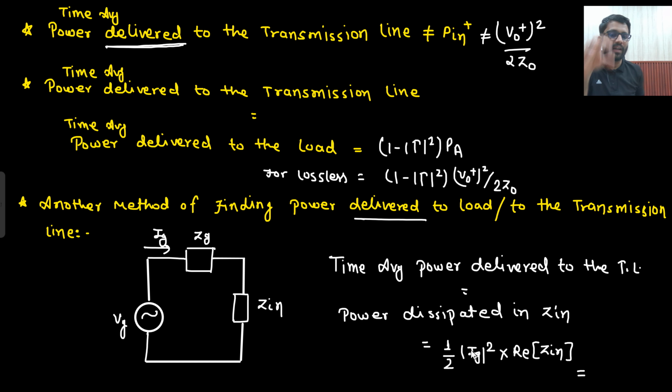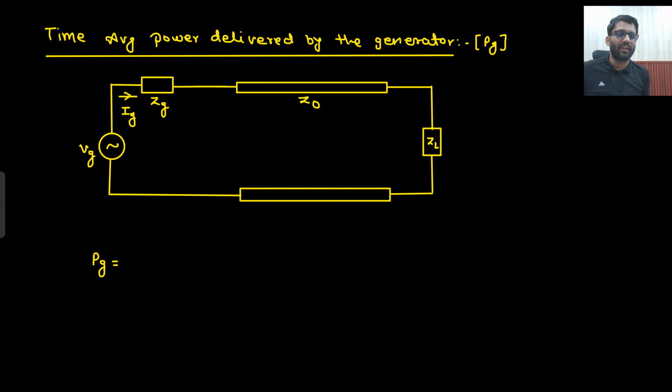So I will use half mod of Ig square and the real part of Zin, that is, its resistance only. It can have some resistance as well as some capacitance or inductance, and based on that we will find this power dissipation. Certainly we will solve the problem, and when we solve problems it will be more clear. I will pick up 3 problems where we will solve all kinds of cases. So do not worry. This is a very confusing topic, I know, but it will all be clear if you listen to my words and solve in the manner that I am telling.